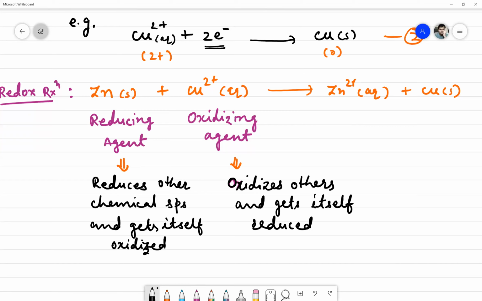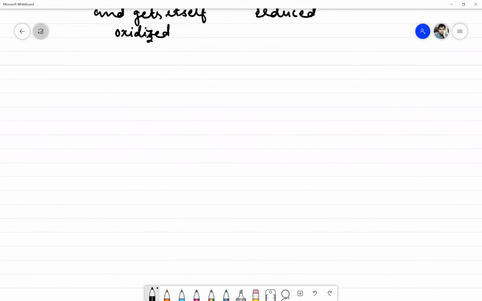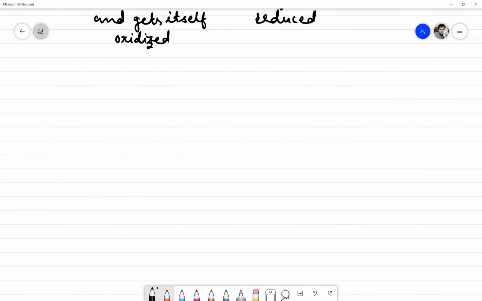Okay, I hope now this concept is clear. What is the oxidation reaction, what is a reduction reaction, and what is a redox reaction, and also what is a reducing agent and oxidizing agent, because we will be using all these terms during the course of this chapter. So it is very important to understand all these terms. Okay, so now let's move to our next topic, that is electrochemical cell. So let's see what is an electrochemical cell.